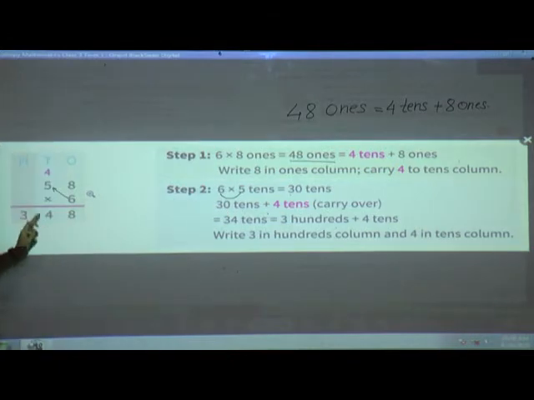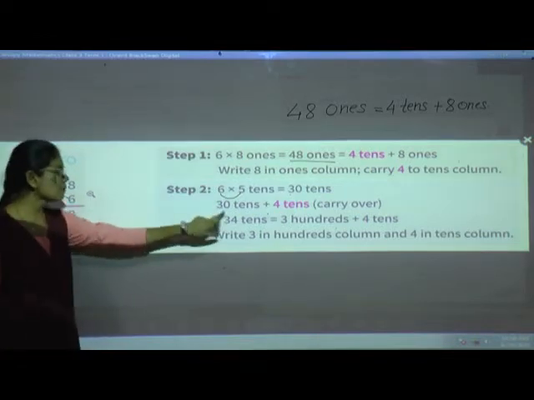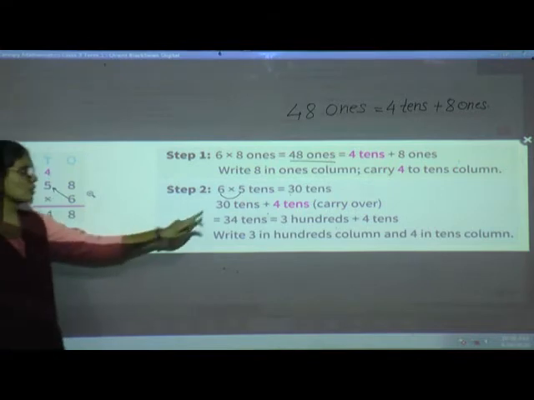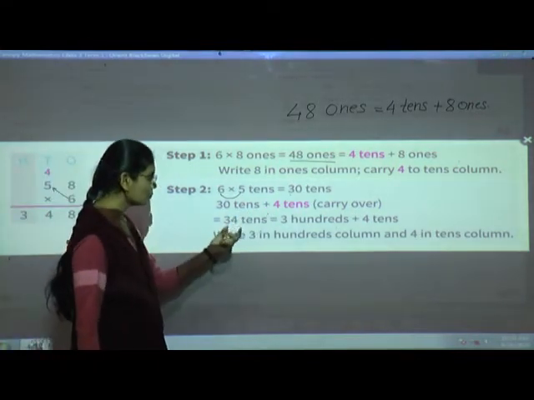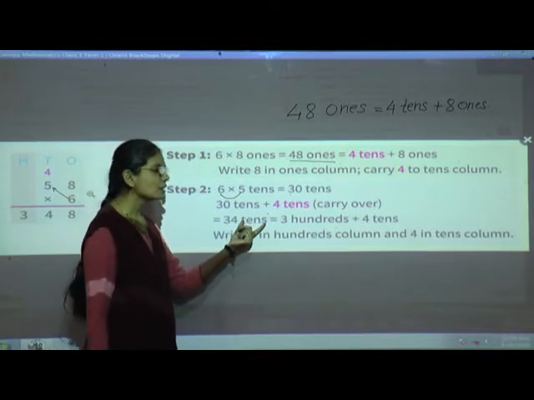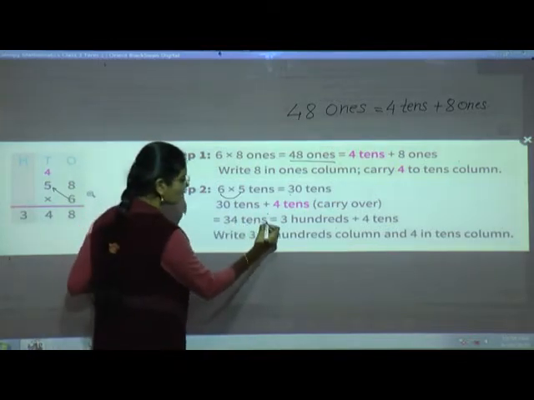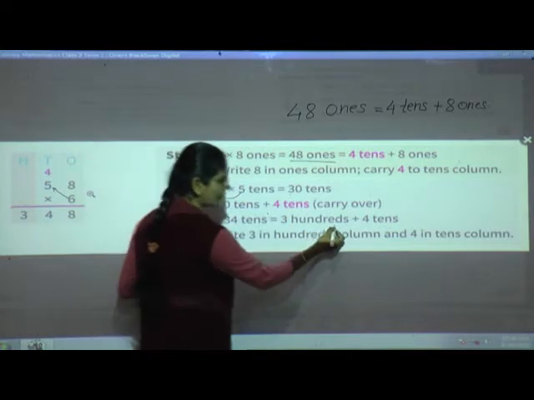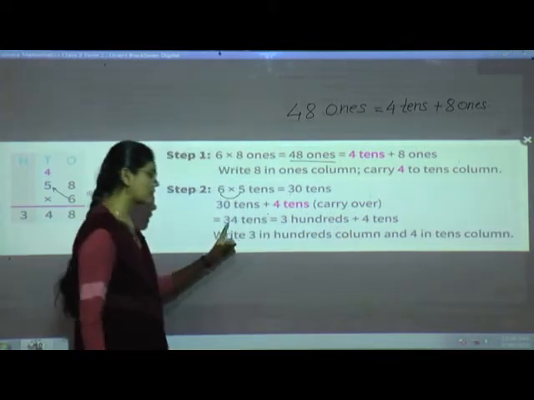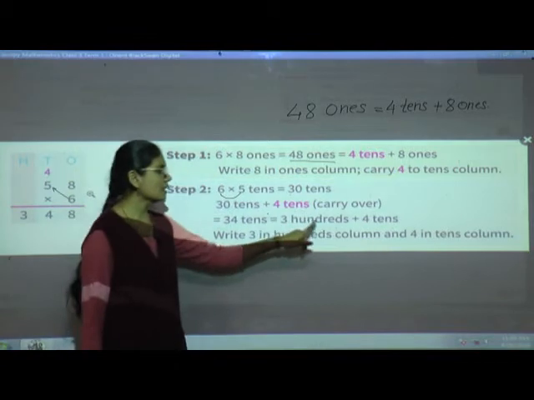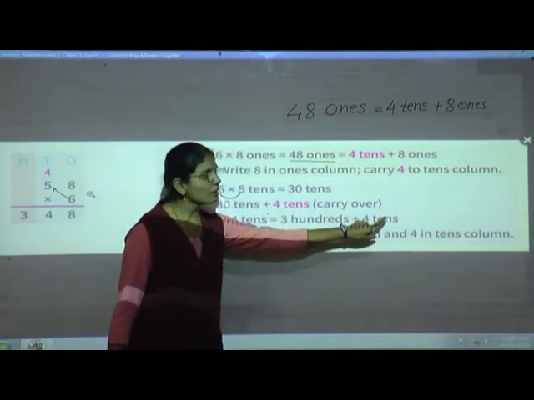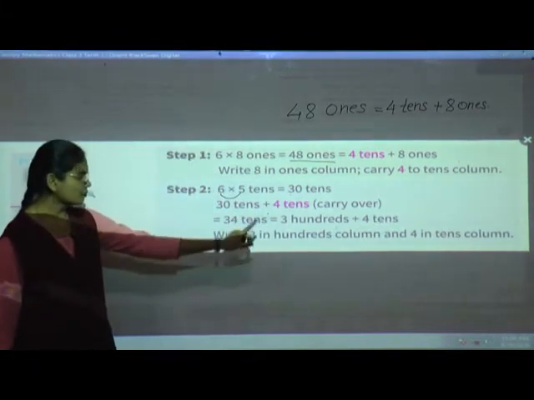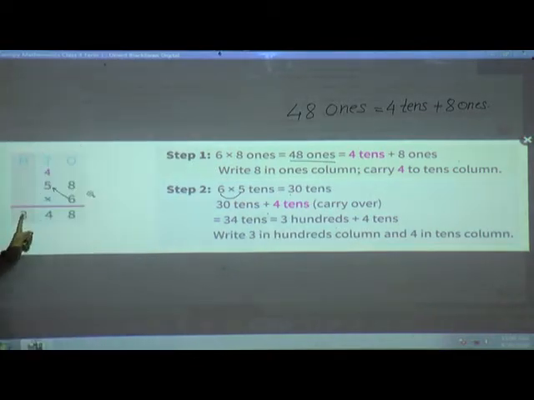Now see here, 30 tens plus this 4. This carry also we have to add. Yes or no? So 30 tens plus 4 tens is equal to 30 plus 4. Do the addition. 30 plus 4, 34 tens. Now tell me, 34 tens is equal to what? 3 hundreds plus 4 tens. So we'll write 3 in hundreds column and 4 in tens column.